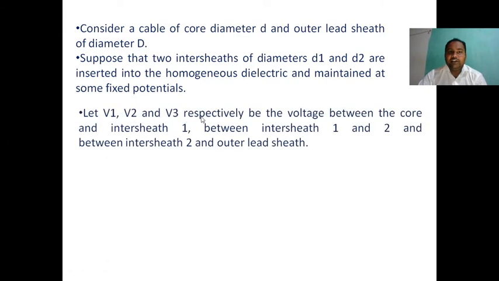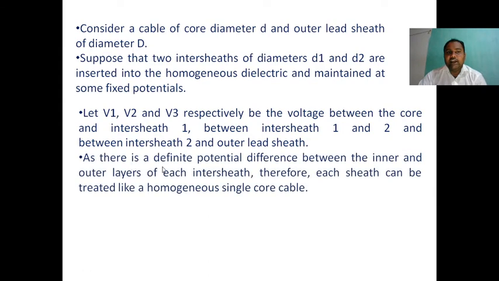Let V1, V2 and V3 respectively be the voltage between the core and intersheath 1, between intersheath 1 and 2, and between intersheath 2 and the outer lead sheath. So V1 is the voltage between the conductor and the first layer, V2 is between the first layer and the second layer, and V3 is between the second and third layer.